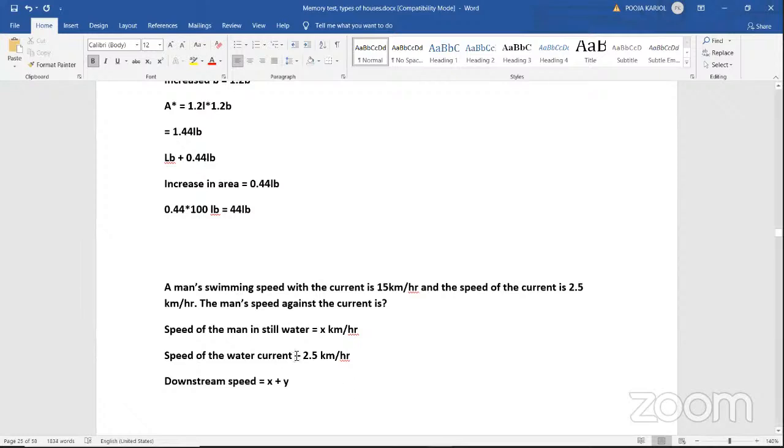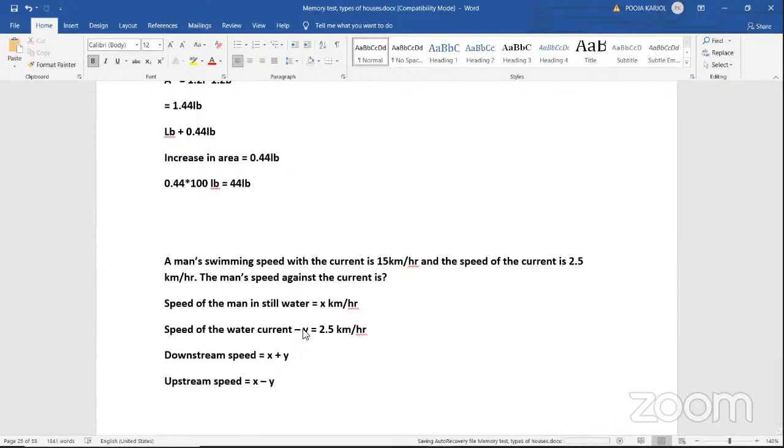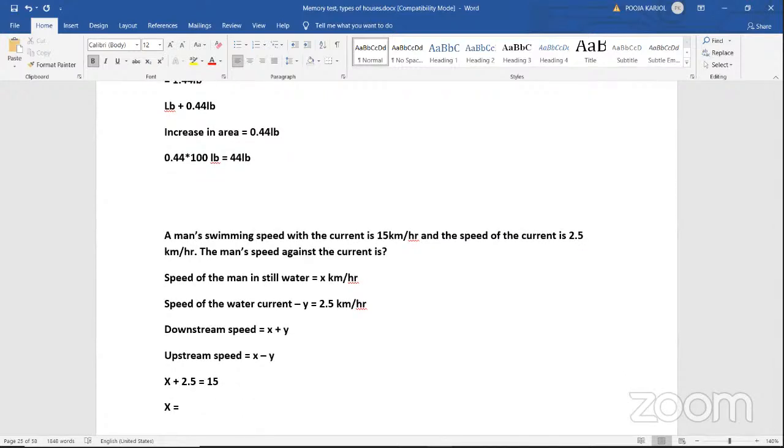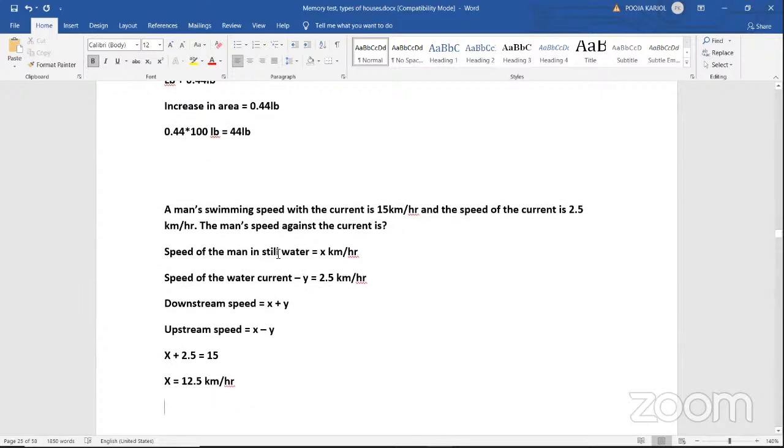This will be x plus y, and upstream speed would be x minus y. Now the downstream speed they've given is 15 kilometers per hour and y is also given, so find x. x plus 2.5 is equal to 15. If it's with the current, then it's downstream, right? Yes. Okay. So x is 12.5 kilometers per hour. Now we know x and y also. They have asked for the man's speed against the current. That means upstream speed. It would be x minus y, which is 12.5 minus 2.5. So 10 kilometers per hour is the man's upstream speed.